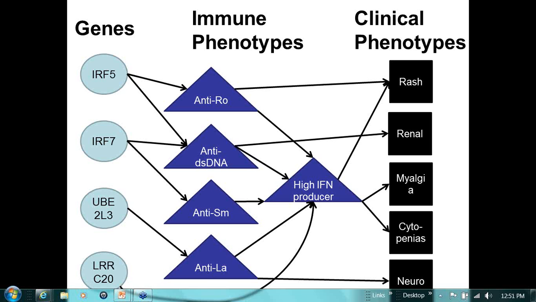Okay, and we do have another question for you. Do interferon levels go up with flares?